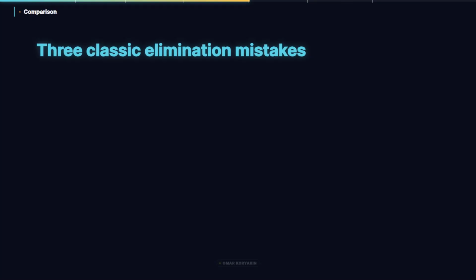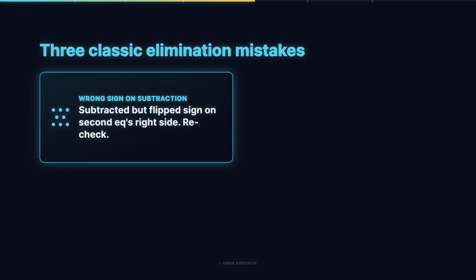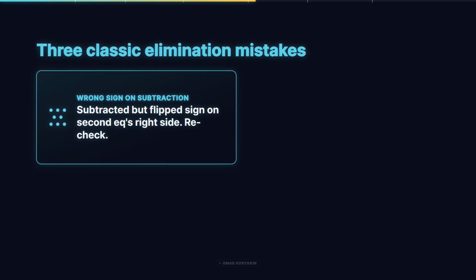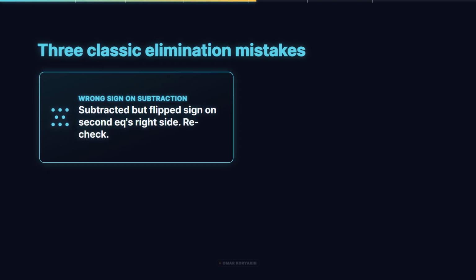Three mistakes that catch every algebra student during their first weeks of elimination work. Each one is fixable with a small explicit habit applied on every problem. First mistake: sign error during subtraction, especially when subtracting an equation with multiple terms on the right side.